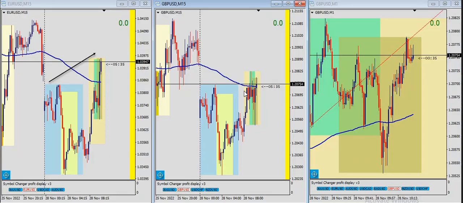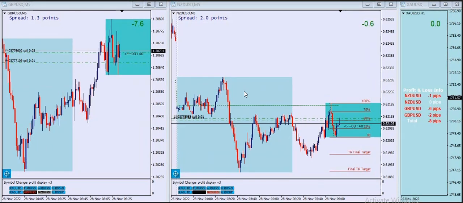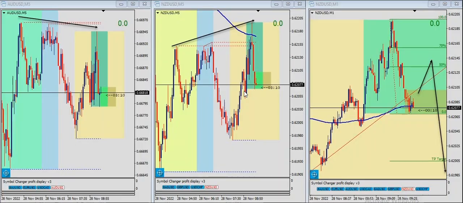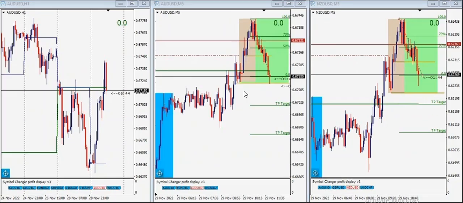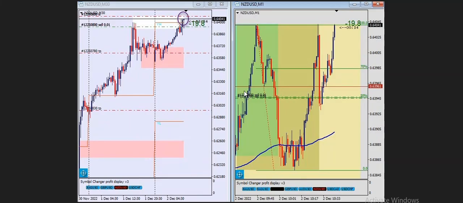So those are some of the losses I had during the week. So you can see I had losses on GBP/USD 1, NZD/USD 2, another NZD/USD 3, then AUD/USD 4. Then today I had a loss on NZD/USD, so 5 losses.